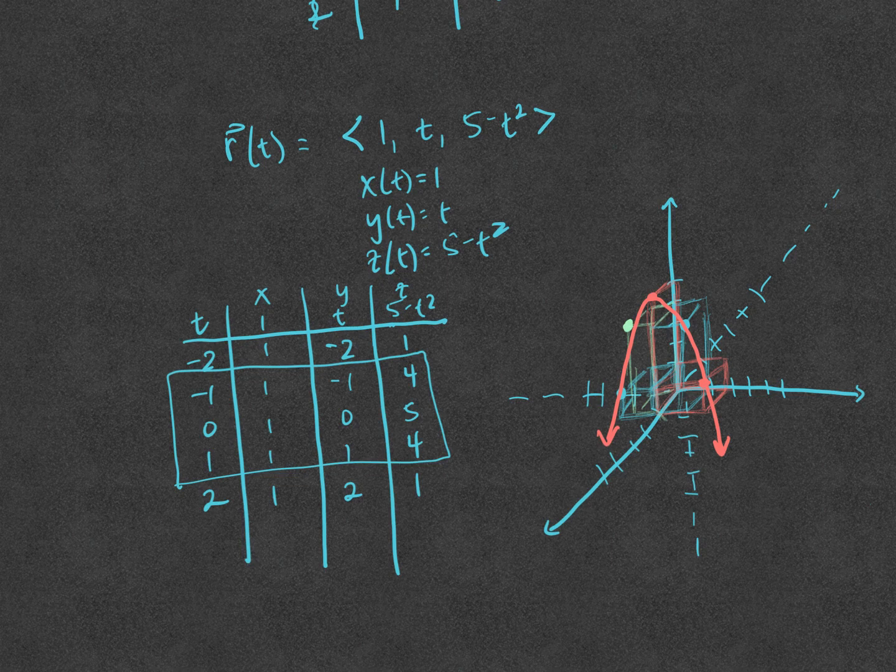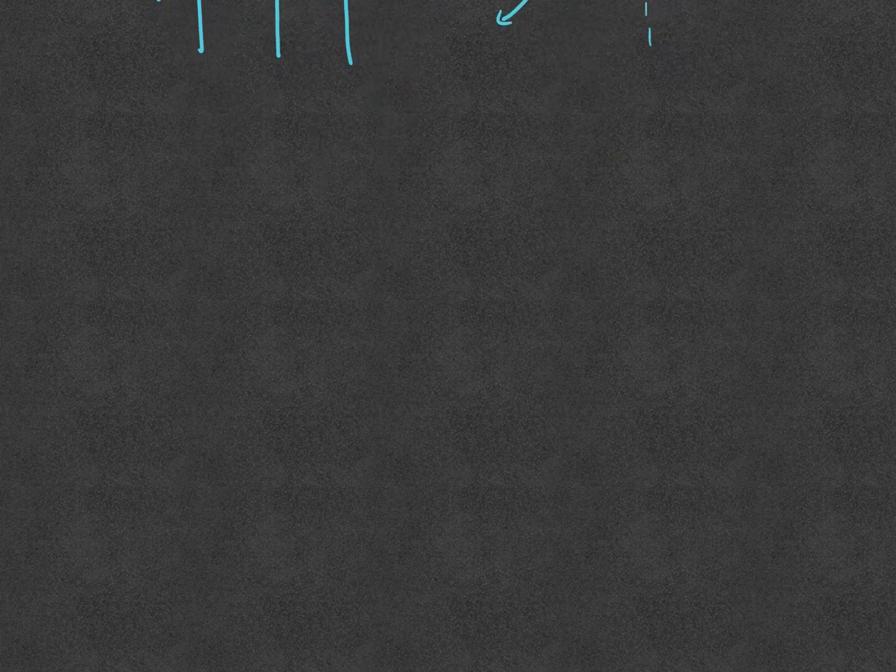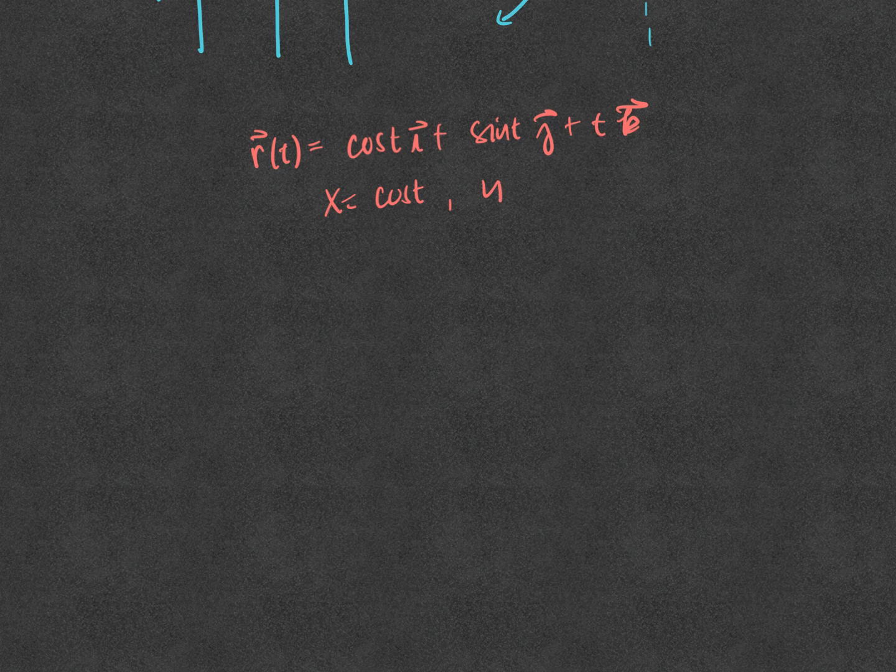Let's look at one more. It says r of t equals cosine of t i plus sine of t j plus t k. Now, when you look at these, we're going to start again with x of t equals cosine of t, y of t equals sine of t, and z of t equals t. And at some point, you can use these identities sometimes and others.